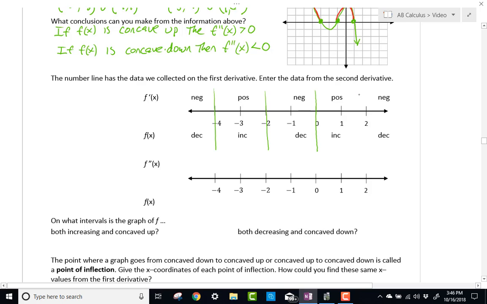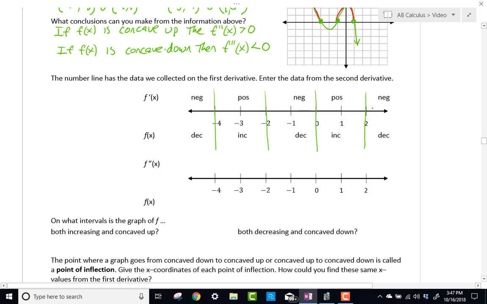And then f prime of x went back to positive from 0 to 2, so f was increasing, and then f prime of x went back to negative from 2 to infinity, so f of x would be decreasing for the rest of its life. Okay?